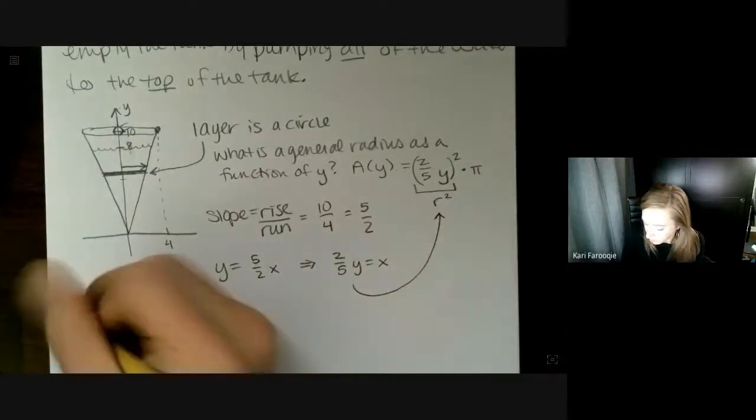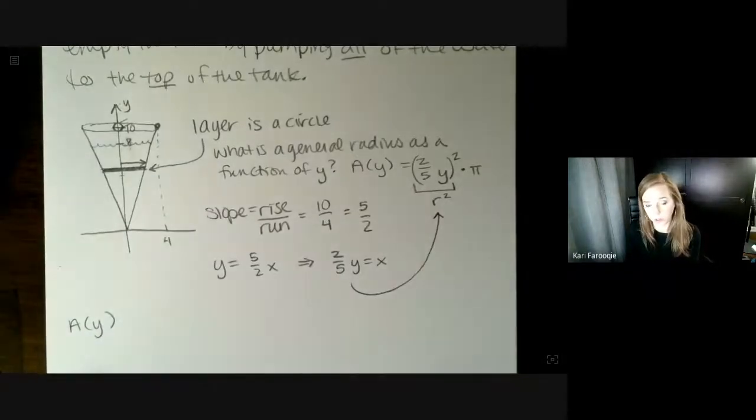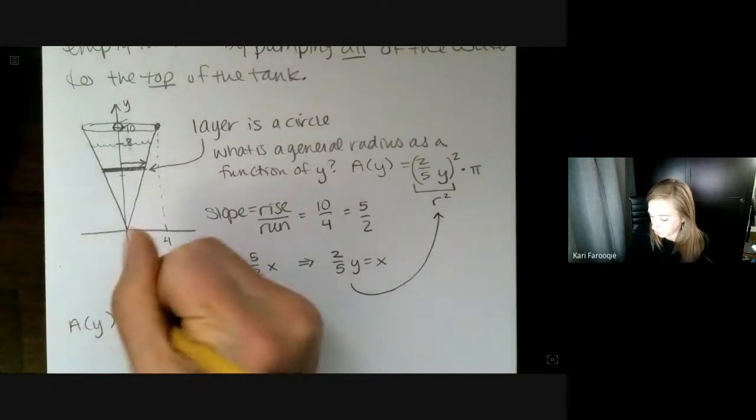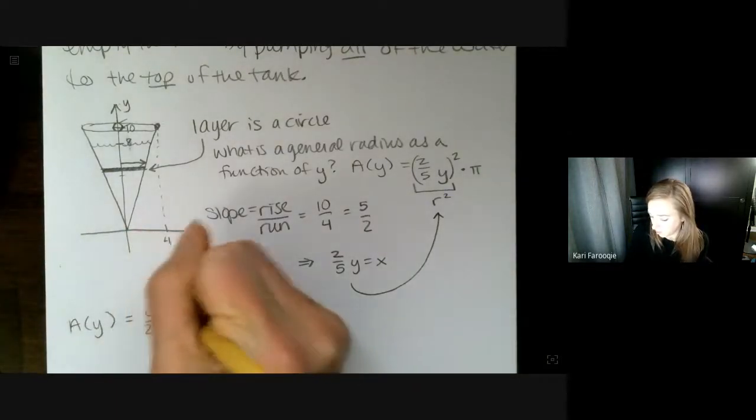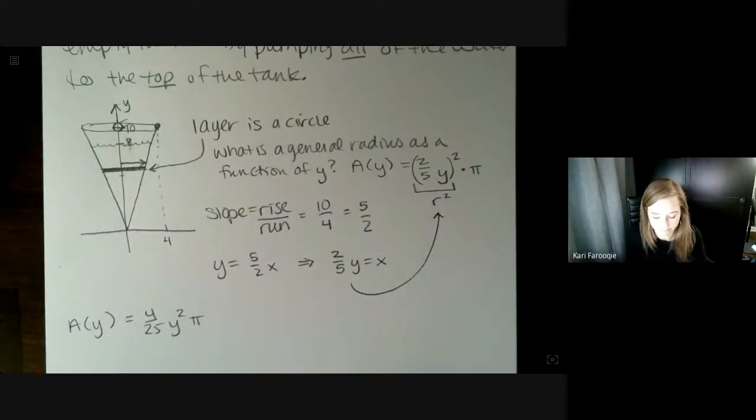So we now can simplify A of y. We have it as 2/5 y quantity squared. Don't forget to also square the 2/5. So this is going to be 4/25 y squared times pi. And that's your A of y.